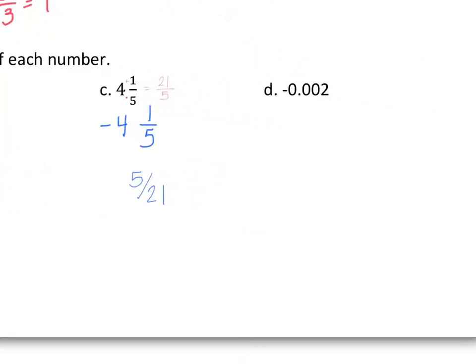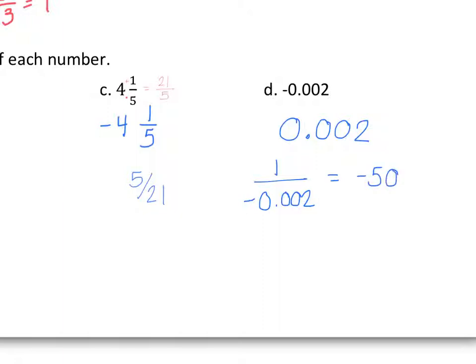All right, last one. What's the opposite of 0.002? Positive 0.002. All right, what do we do to get the reciprocal? Put a 1 over it, and can we leave it like that? No. Put it in the calculator and let it spit it out.